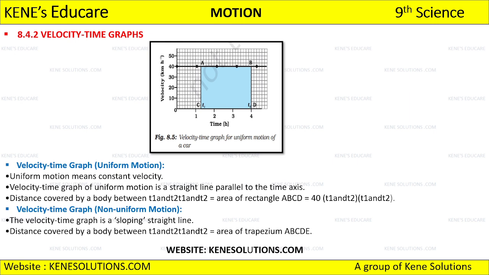After this, we even discussed the velocity time graph in the last class, if you remember. And this velocity time graph will be of two types again. One will be in uniform motion and the other will be in non-uniform motion, right?